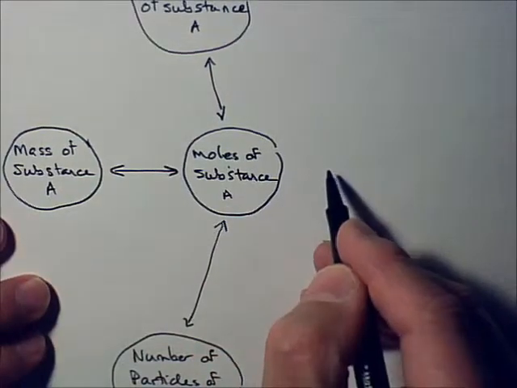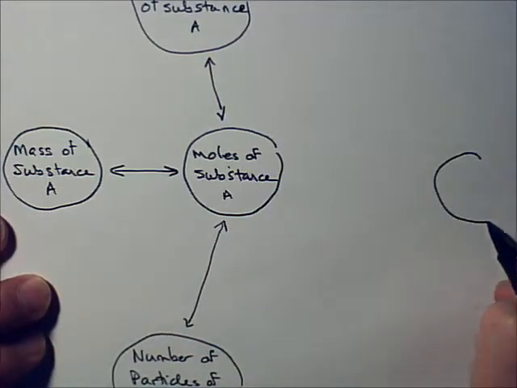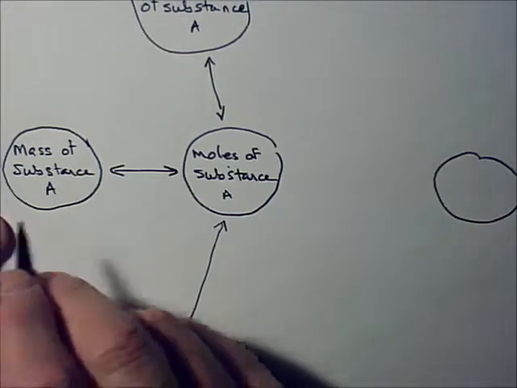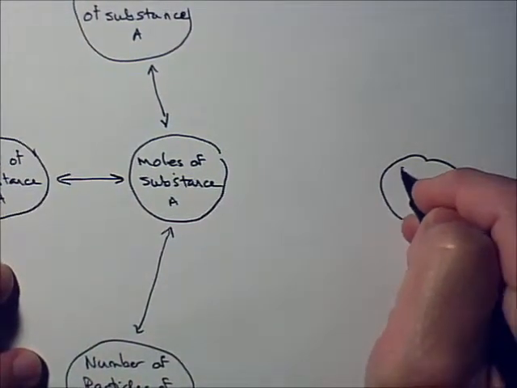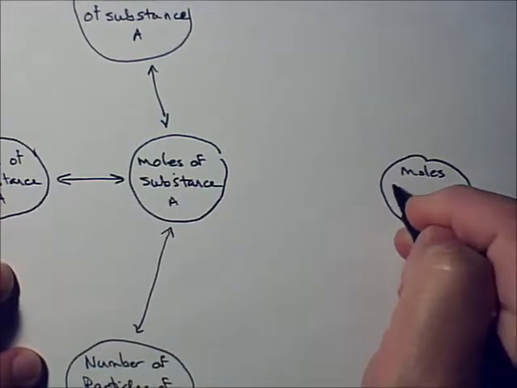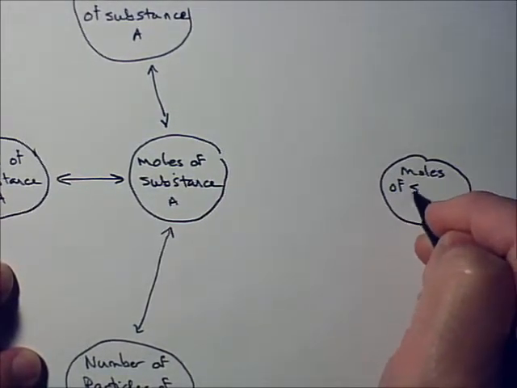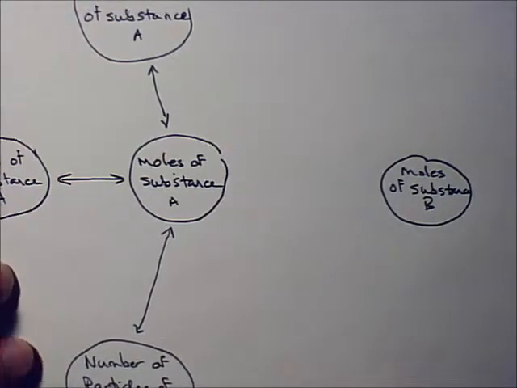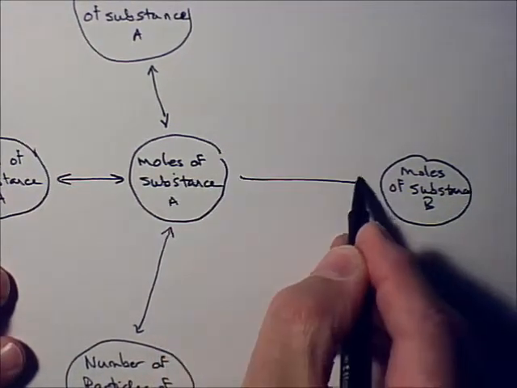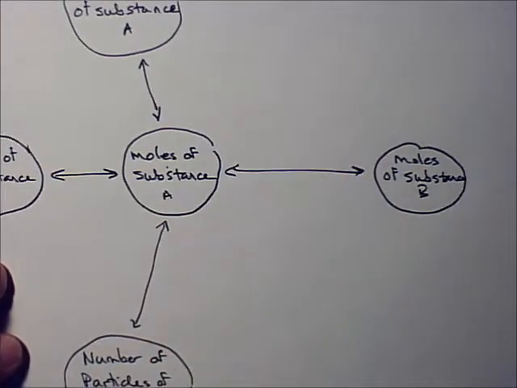But what we can use is this mole concept to get to moles of another substance in that equation or in that reaction. So we'll call that B. And we can go from moles of substance A to moles of substance B.